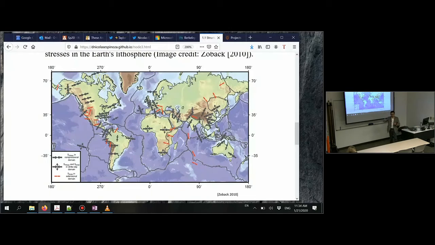You want that so your fractures open as planes in the same plane as the screen here. If you put it in some other direction, your fracture is still going to go more or less in this direction, so that's not going to be optimal. So I'm going to give more details about that later on. But stresses vary around the globe, and we're going to see that that's very important for geomechanics.